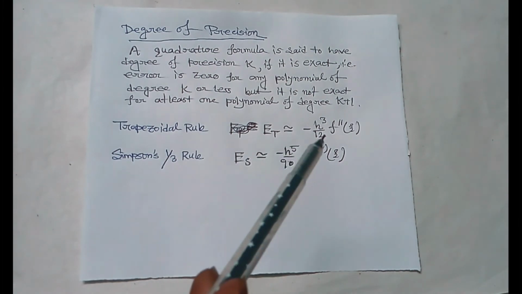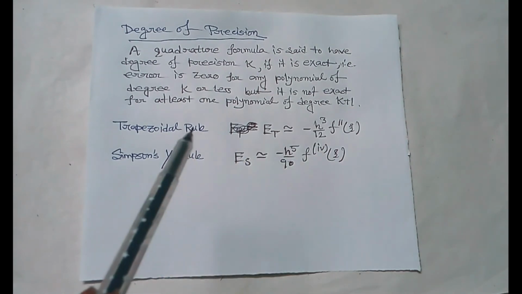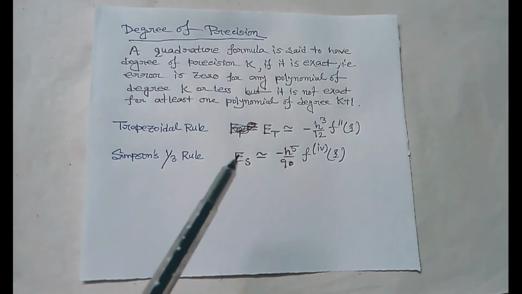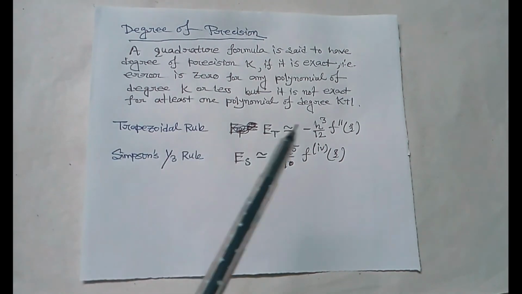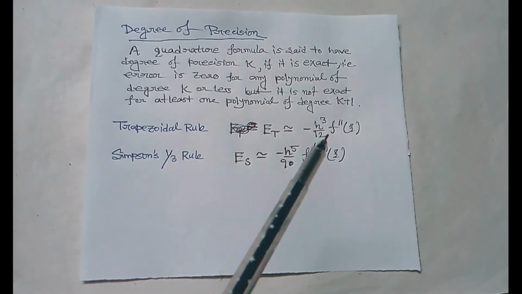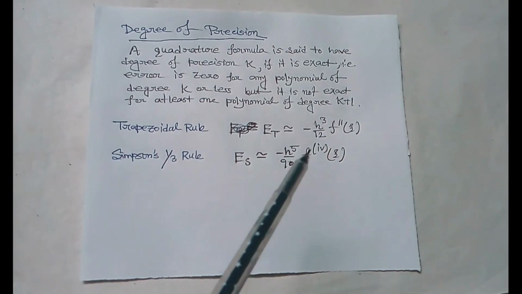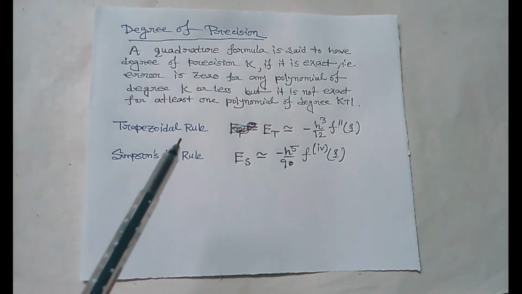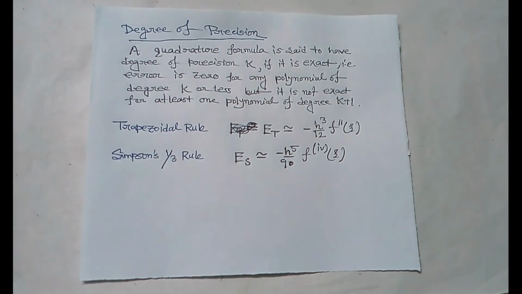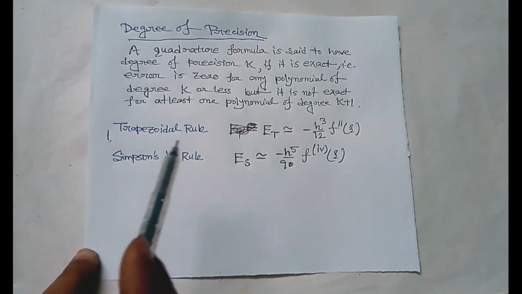Now we find that if f(x) is a polynomial of degree 1 or less, then the error term for the trapezoidal rule vanishes. So the trapezoidal rule is exact for any polynomial of degree less than or equal to 1, because if f(x) is a polynomial of degree 1 or less, then the second derivative is 0. For that reason, the degree of precision for the trapezoidal rule is 1.